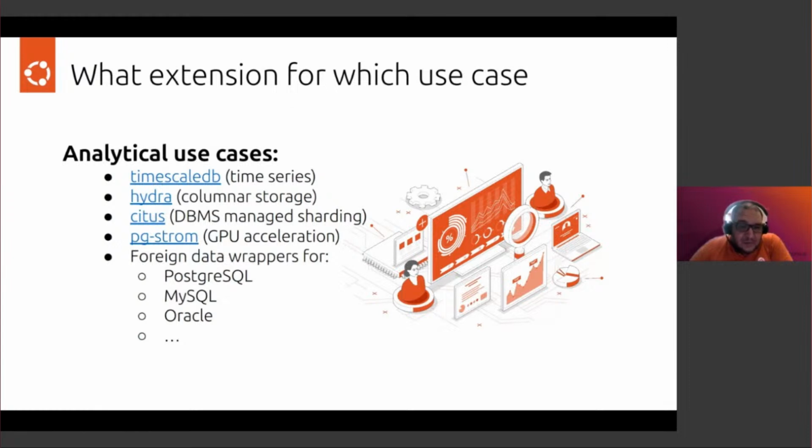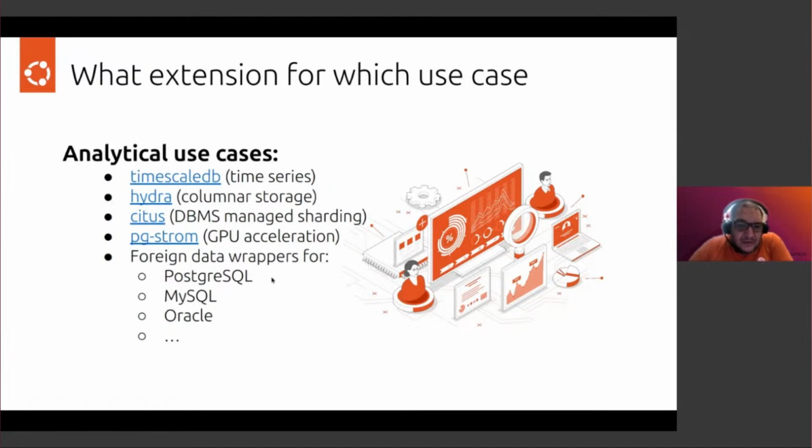PG-Strom is about GPU acceleration. As I mentioned, Postgres through some specific extensions can leverage CPU acceleration, but can as well leverage GPU acceleration in order to accelerate your queries, which is very important when you are performing analytical queries over large data sets.